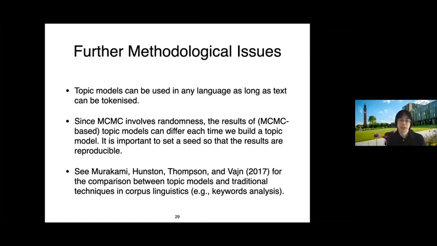Since MCMC involves randomness, the results of MCMC-based topic models can differ each time we build a topic model. So the results are not strictly reproducible if you run it as is. It is therefore important to set a seed, in the case of R, so that the results will be reproducible. There's no global solution; there can be multiple local solutions.